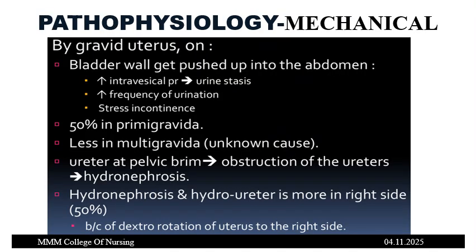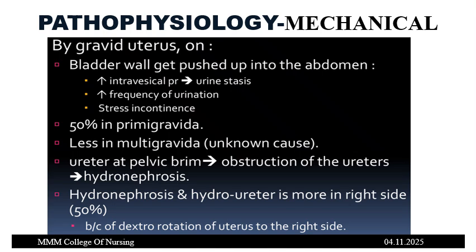Next we see the pathophysiology in mechanical. By the gravid uterus on the bladder: because of the weight, the uterus gains about 1500 grams, compared to 90 in the non-pregnant state. So the gravid uterus along with the baby's weight pushes onto the bladder. If you see the position of the uterus, it is anteversion and anteflexion. Basically the normal position of the uterus is that it sits on the bladder.